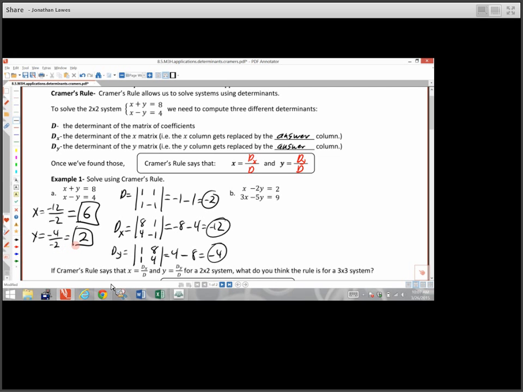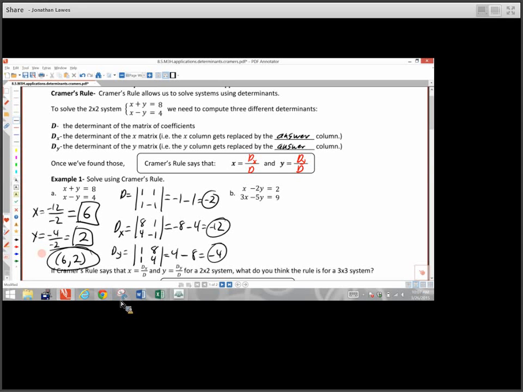Got a lot of numbers that are circled here. Don't forget, the point of solving this is to find where these lines cross, to find a point that works in both of them. So we're finding an ordered pair. We're literally finding, if we were to graph these, where they cross. So the answer to this is an ordered pair, 6, 2. That's it. Okay? Any questions?